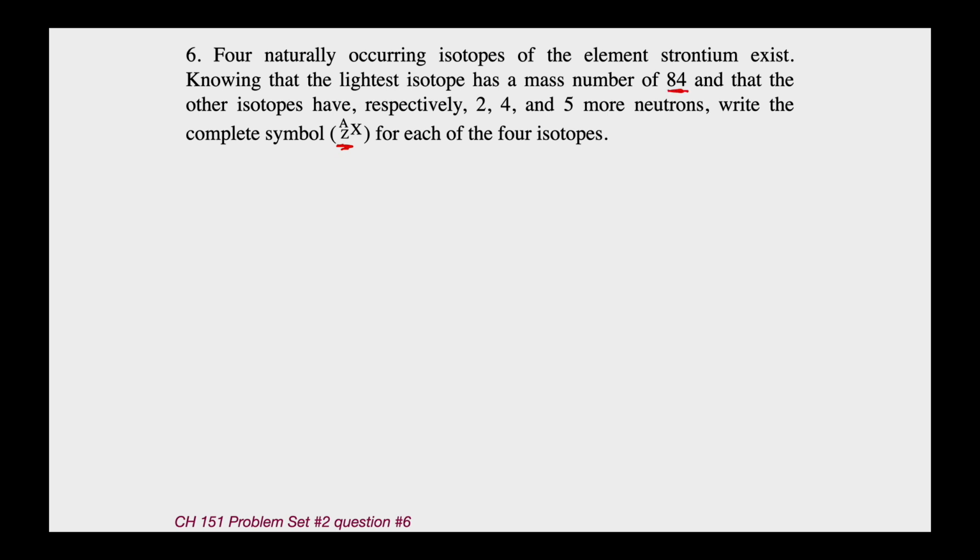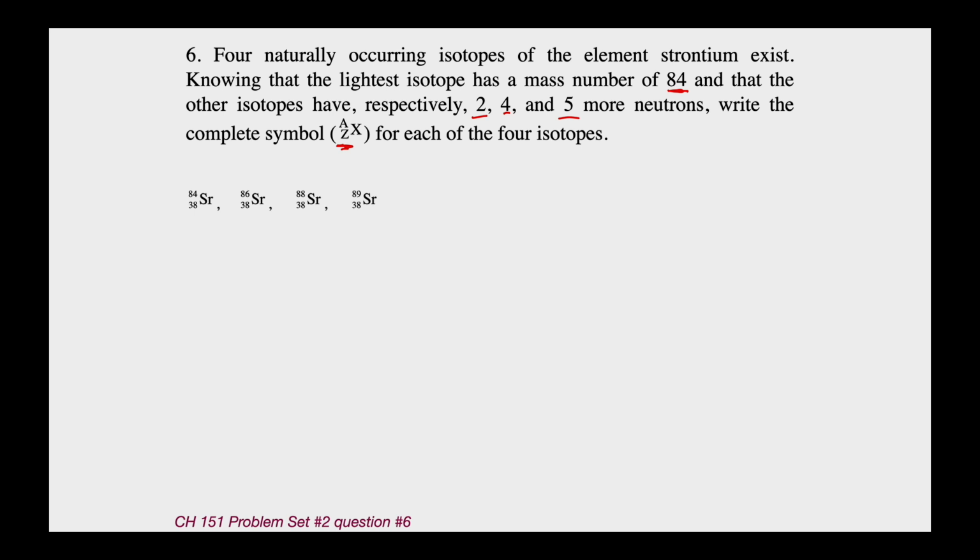Now, the first one it claims here is 84. So the first of these isotopes, we would have an 84 on the top, a 38 in the bottom, and X, the symbol would be Sr. And again, the symbol comes from the periodic table number 38. The other ones then, we would just add 2, 4, or 5 more to 84. So for example, the second one then would have 84 plus 2, 86 for the top number. So we'd write 86, 38, Sr. The next one would have 84 plus 4, 88. The next one would have 89.